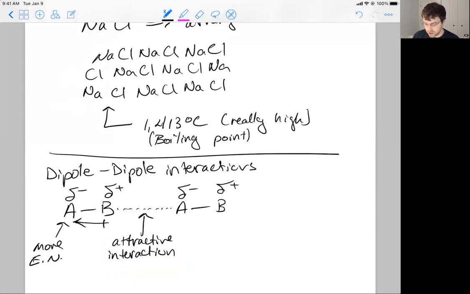And I draw it as a dashed line because I want to make sure that I'm clear. This is not a bond. There's not a sharing of electrons across these two elements. It's just the fact that we have a delta minus and a delta plus, and they feel each other, and they're going to stick to each other. And this stickiness is an attractive interaction across different molecules of the same type. So it's attractive and it's intermolecular. This is a classic example of an intermolecular attractive interaction, and probably one of the most important ones.